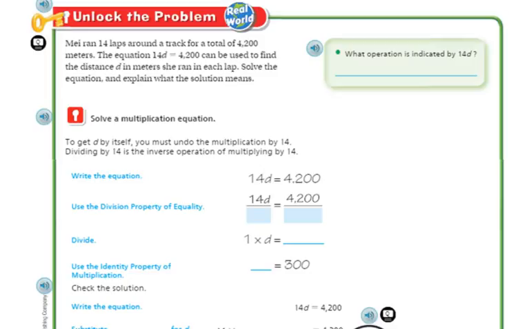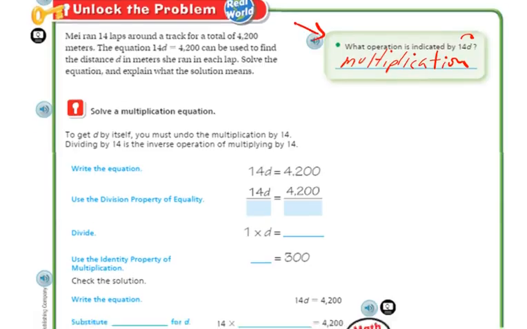All right, so we're going to solve the multiplication equation. In order to do that, let's first identify what operation is indicated by 14d. And hopefully, between the coefficient and the variable, you know that hidden operation of multiplication is in there. So please write that in. Thank you. So there is multiplication in there. And let's solve the problem.